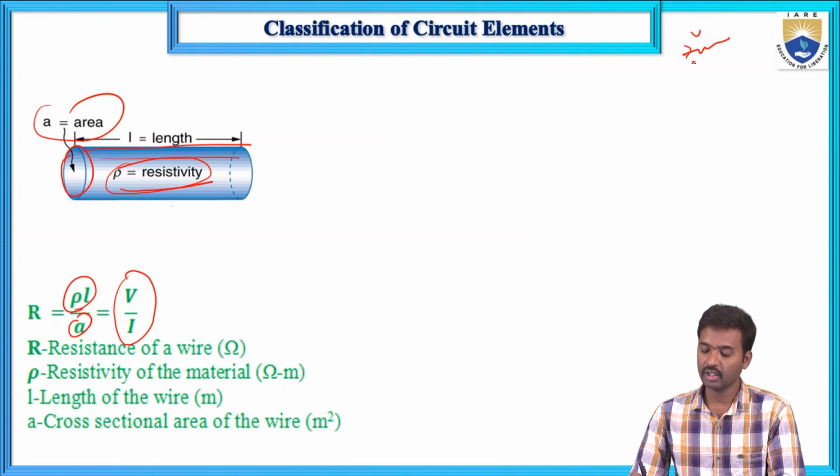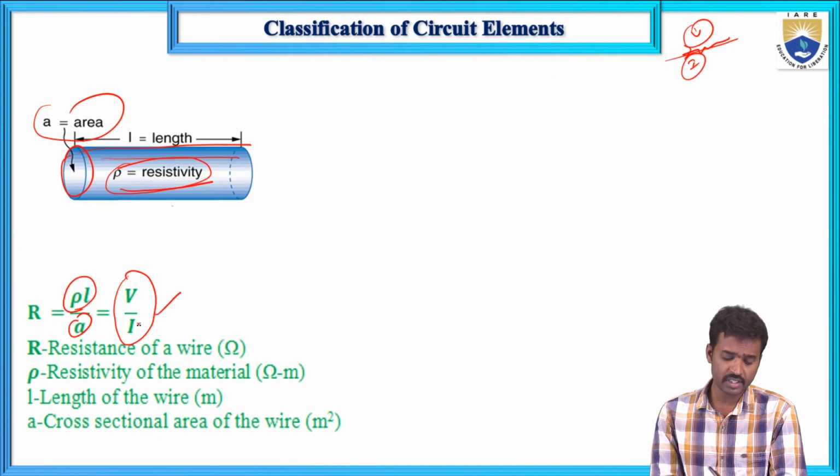We can measure the resistance value by the voltage across the resistance and the current, according to Ohm's law, V by I, that is the resistance. But we can also measure the resistance value as rho L by A.